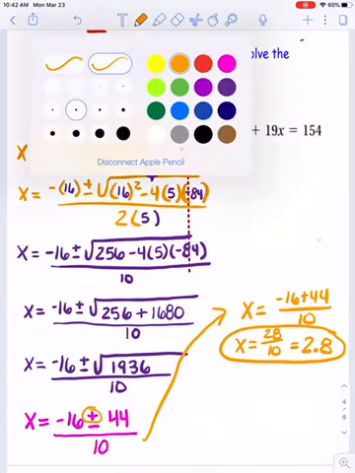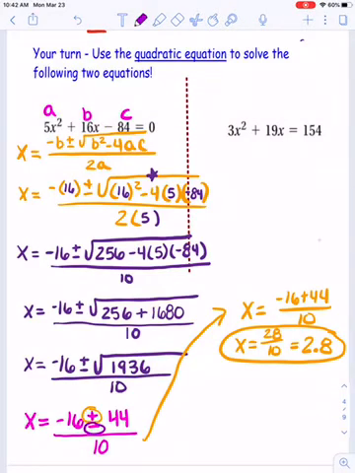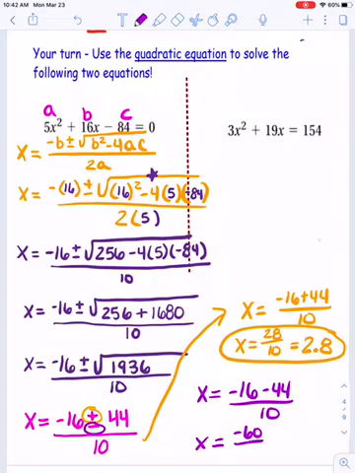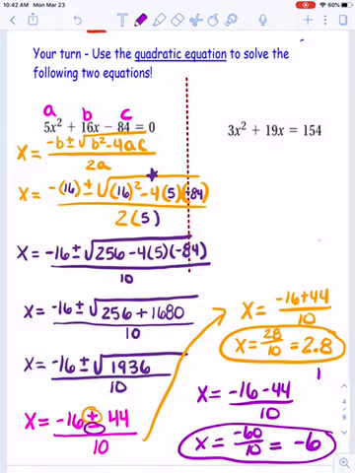Now I got to do the same thing, but now I actually have to subtract. So I got to take negative 16 minus 44. So x equals a negative 16 minus 44, again still divided by 10. I have to do the numerator first, the subtraction on the numerator. So when I do that, it looks like I'll get negative 60 over 10. So my answer is going to be a negative 6. So my two solutions are x equals 2.8 and x equals a negative 6. Again, those would be my two x-intercepts if I was graphing. Again, that's how you do the quadratic formula.